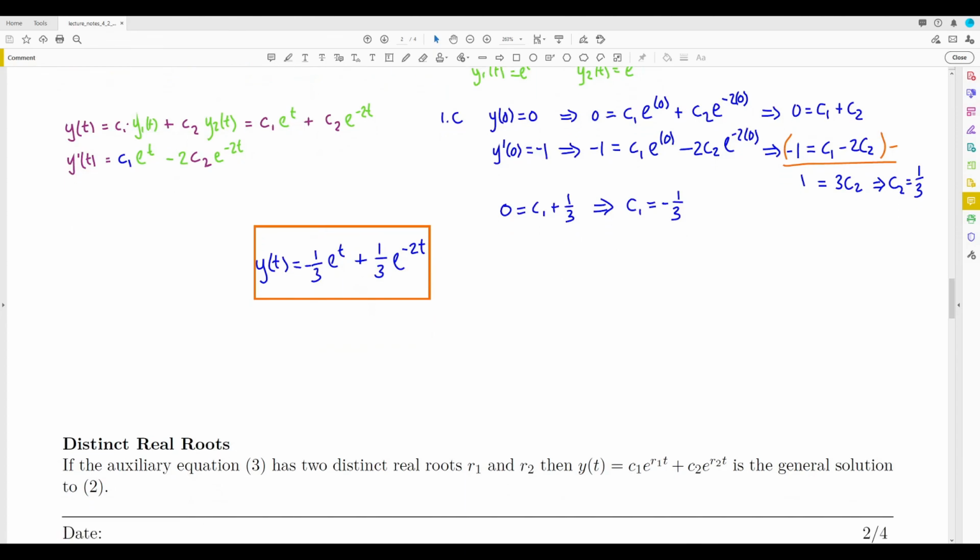Now, in general, we can say that if we have distinct real roots for the auxiliary equation, and we denote those roots by r1 and r2, then y of t equals c1 e to the power r1 t plus c2 e to the power r2 t is the general solution to our differential equation.